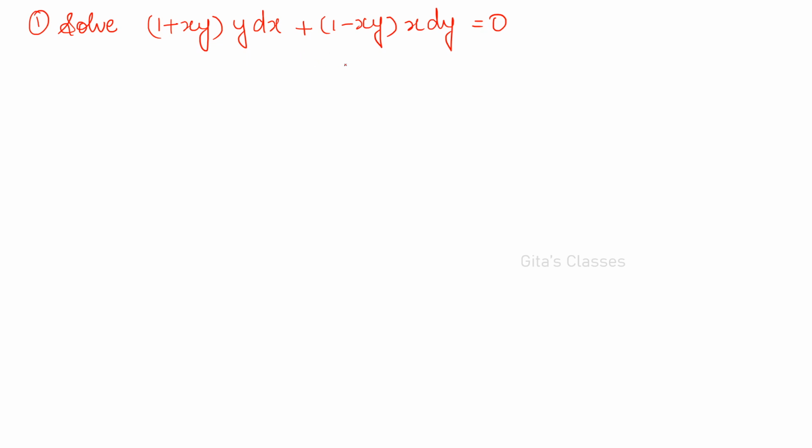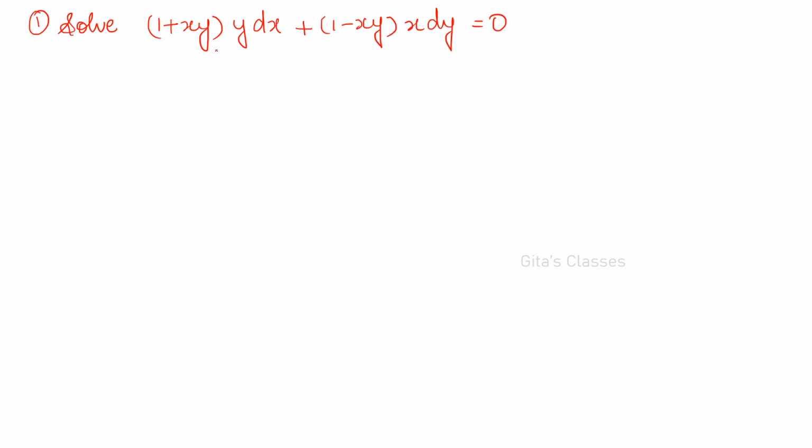Now, 1 plus xy, is it a function of xy? Yes, of course. Don't ask whether 1 is a function of xy. Yes, of course, you can write x power 0, y power 0 is 1, so you can write it as a function of xy. So this is a function of xy times y dx plus another function of xy times x dy equal to 0. So it is coming under type 3.